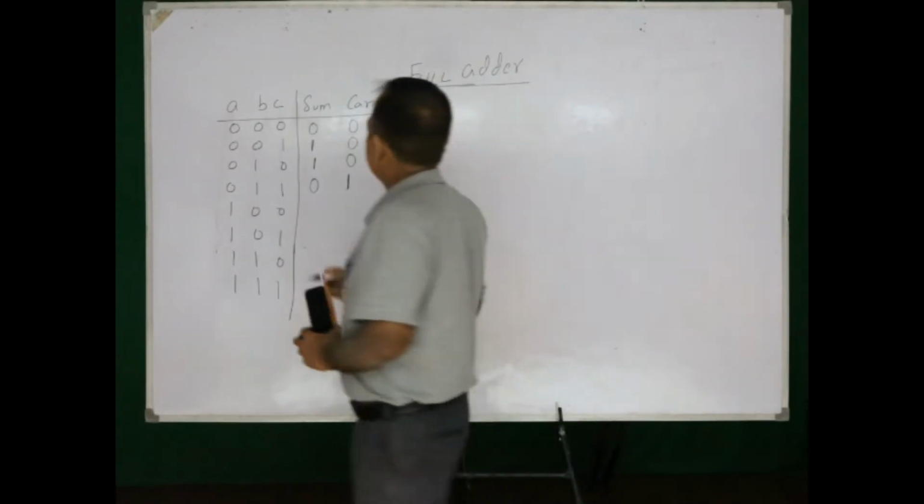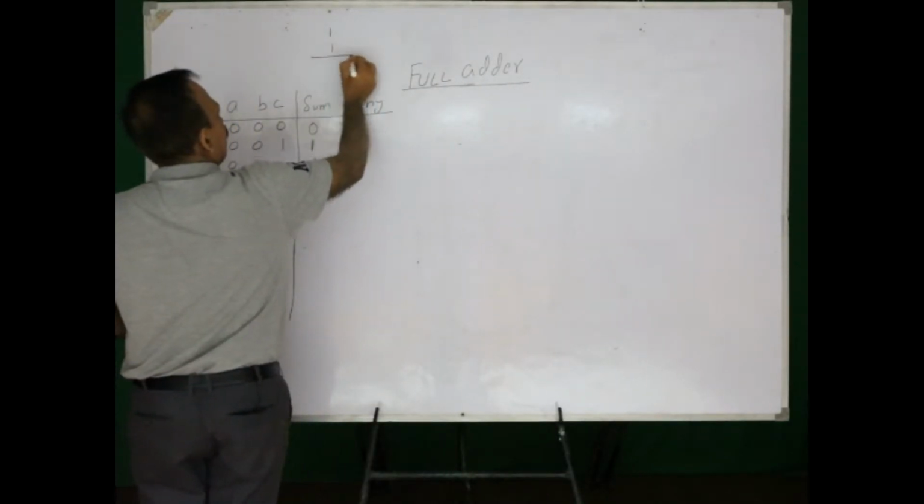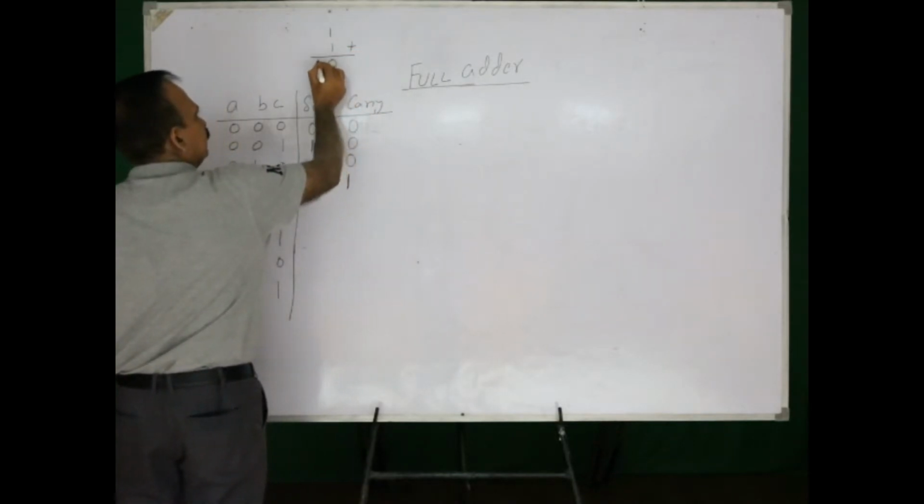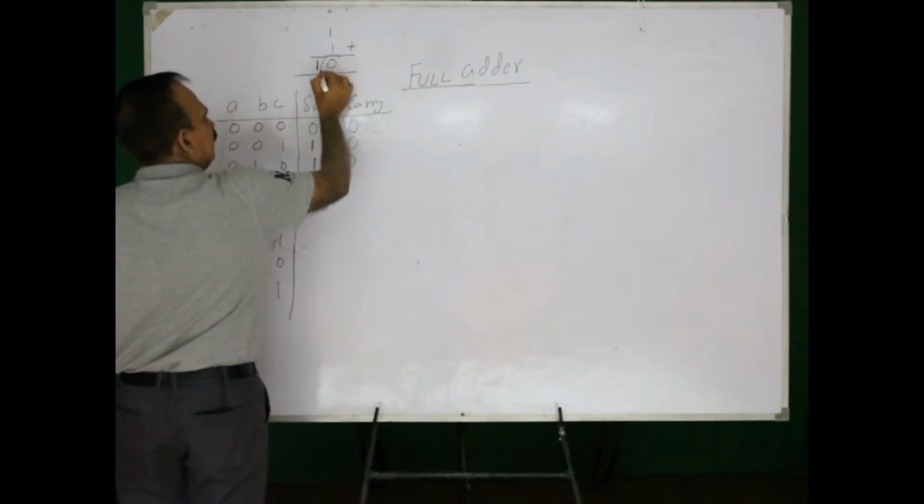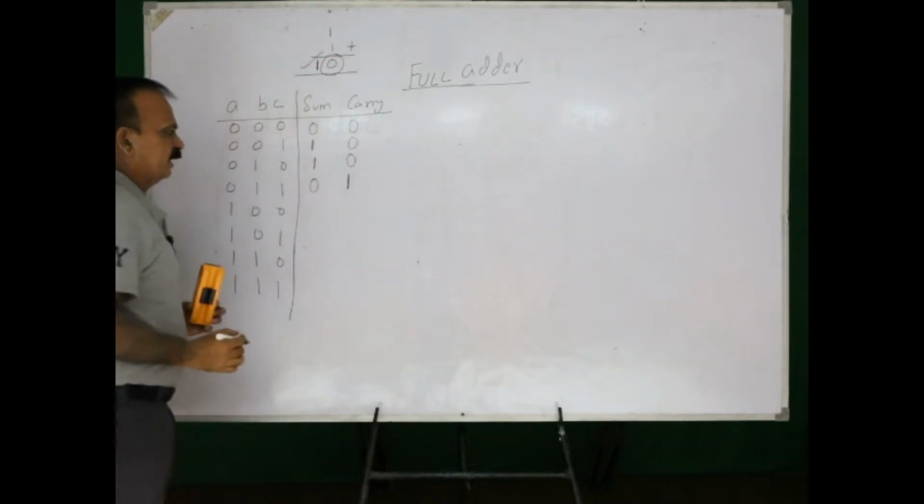How did I get it? I just added 1 plus 1. Now when I add 1 plus 1, it will be 01. This value is the sum and this value is the carry. That is why this is 0 and 1.